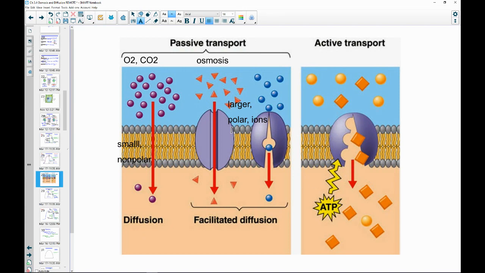But what do they both have in common, besides the fact that they both help the cell maintain homeostasis? They both can use carrier proteins. One uses proteins without energy to let it go with the gradient. One is going against the gradient, which needs energy, but both processes can use those carrier proteins or transport proteins.